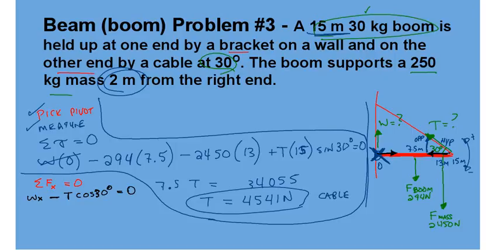I know most of this, W sub x. Let's go ahead and add T cosine 30 to the other side, and I know that T is 4,541 times the cosine of 30 here. 4,541 cosine 30 would be 3,933.